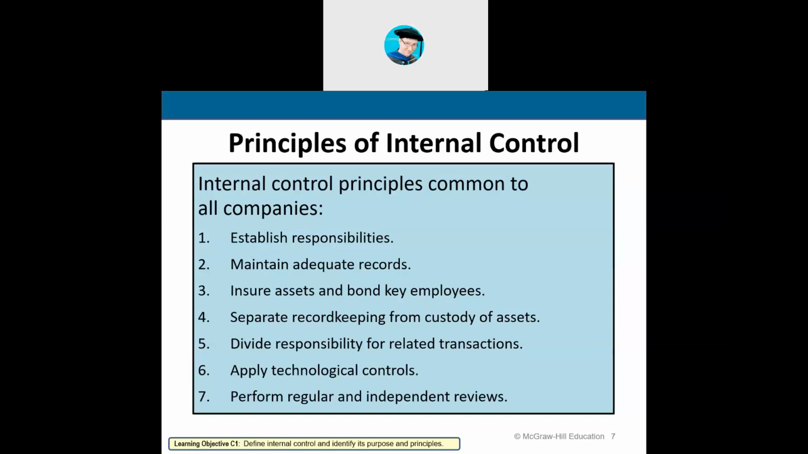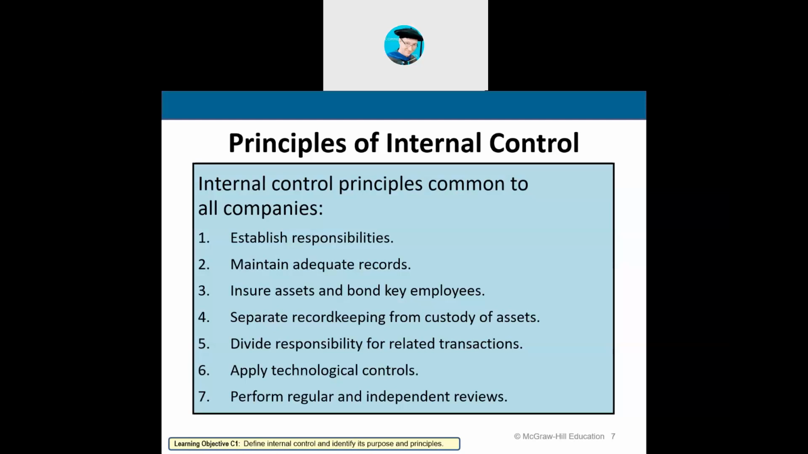There's separate record keeping from the custody of assets. What that means is the same person who is receiving cash should not be the same person who is recording the cash transactions. Divide responsibility for related transactions. I have individuals for accounts payable, accounts receivable, payroll, assistant controller, controller. Individual people with individual responsibilities for the same transactions. That helps to ensure reliability.